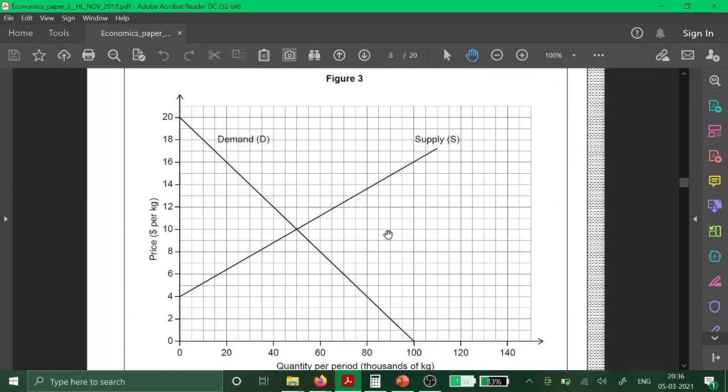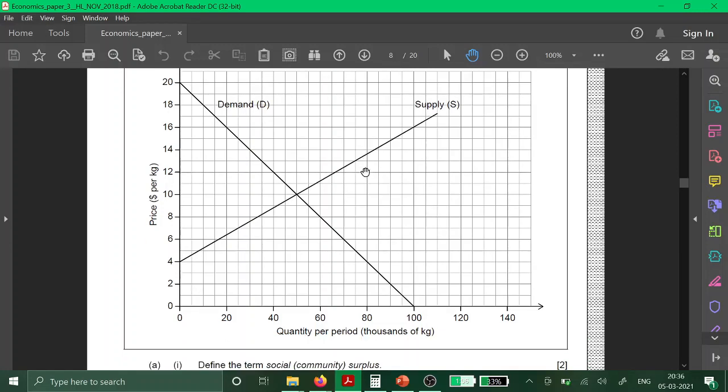So based on that, we are going to solve the question. What will be the cost of this subsidy to the government?